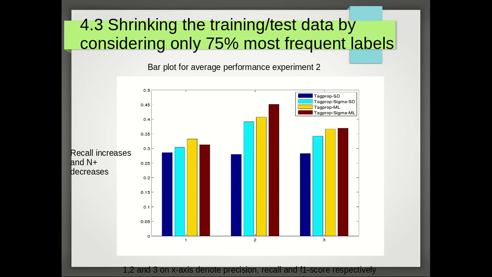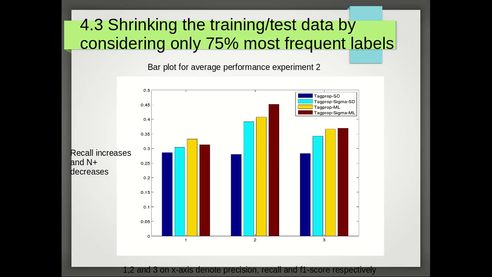Next thing we were supposed to do was to shrink the train and test data set by only considering the 75% most frequent labels that were occurring. So we only considered the 75% most frequent labels from the 260 labels that we had, and using those labels we were then supposed to again train and test. So we removed some 25% of the labels from the data set, and we even removed the images which did not contain any of these 75% frequent labels.